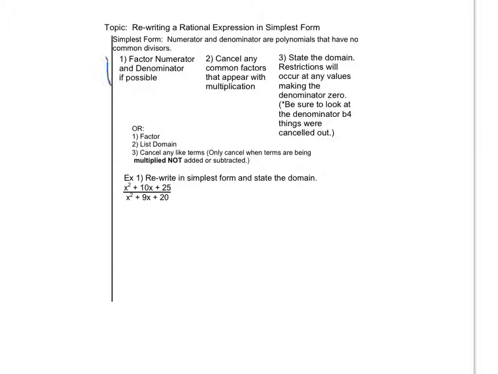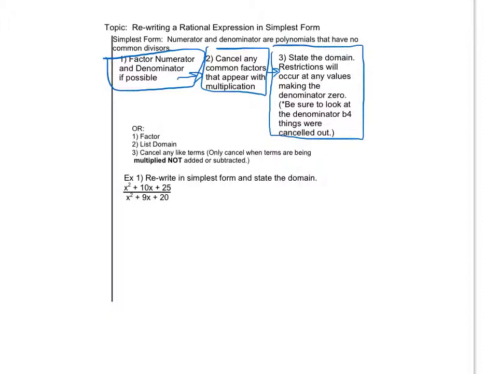We're going to first factor the numerator and denominator. Then we will cancel any common factors that appear with multiplication, because I cannot cancel with add or subtract. Then I'll state the domain. And look at how I'm going to state the domain. I'm going to state the domain by determining what values make the denominator 0. And once again, I'm going to make sure to look at the denominator before things were canceled out.